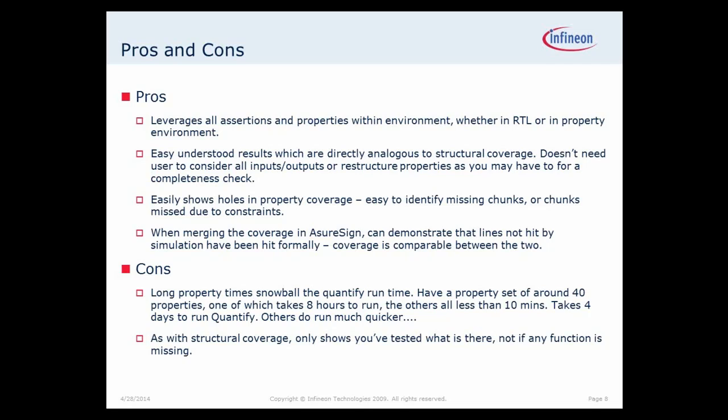The results are easily understood, so anyone who's used to looking at structural coverage can look at the report from OneSpin and analyze it. It doesn't require specialist knowledge. People tend to fear it slightly less because it's slightly more what they're used to. And it easily shows holes in property coverage. So if you've got a piece of code which is uncovered, or basically not in the reach section or cover section from OneSpin, you know you've got code you really need to go off and write some assertions for, or something to go and check.